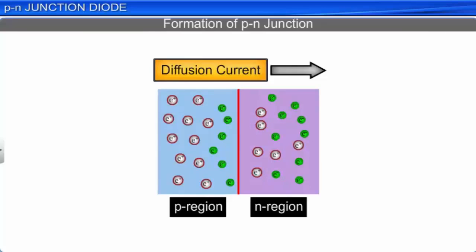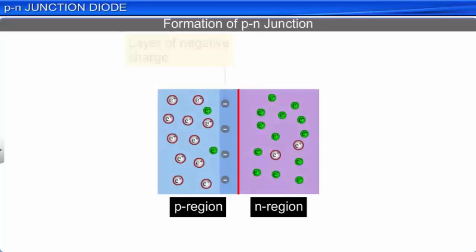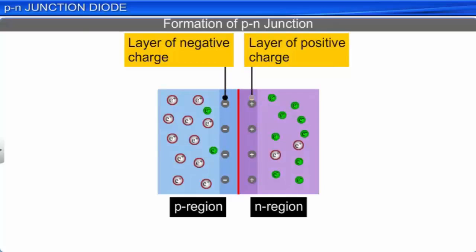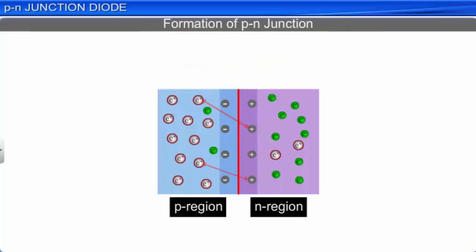Similarly, when holes diffuse from the p region to the n region, they leave behind stationary, negatively charged atoms of the acceptor impurity. This creates a layer of negatively charged ions towards the p side of the p-n junction, and a layer of positively charged ions towards the n side of the p-n junction. The layer of stationary negative charges towards the p side of the junction opposes the diffusion of electrons from the n side. Similarly, the layer of stationary positive charges towards the n side of the junction opposes the diffusion of holes from the p side. This creates an electric field near the junction, which is directed from the n side to the p side.